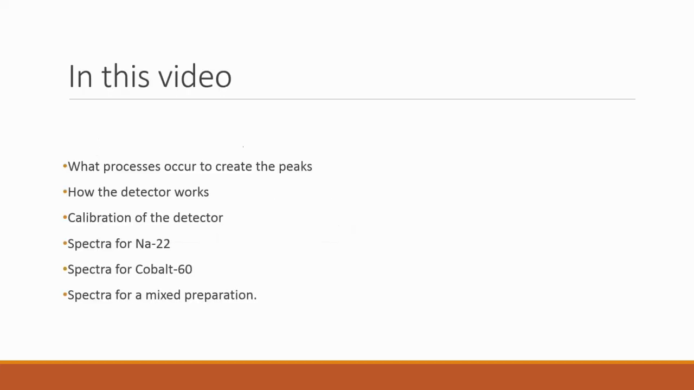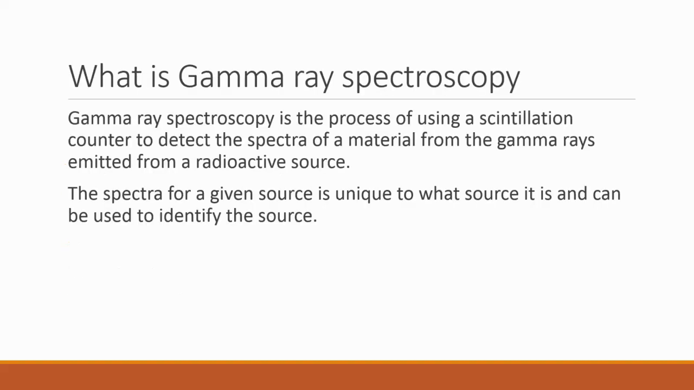In this video I'll be talking about gamma ray spectroscopy and how it's used to identify materials and how they decay, about the processes that occur to create the peaks that are seen in these spectra, and the detector and its calibration, and some spectra of known sources, including a mixed preparation source at the end.